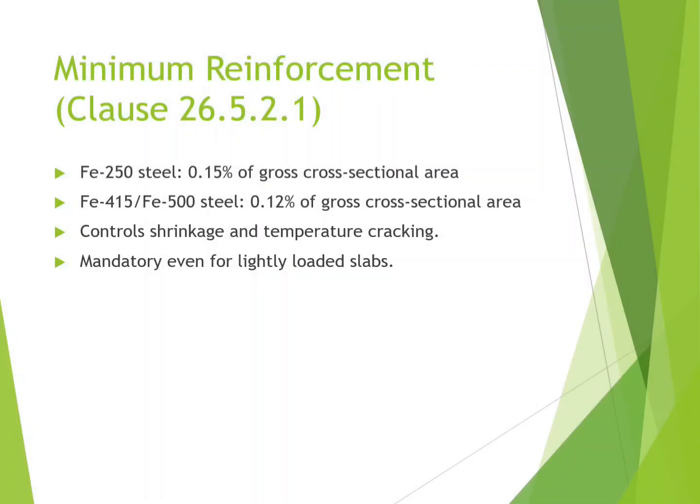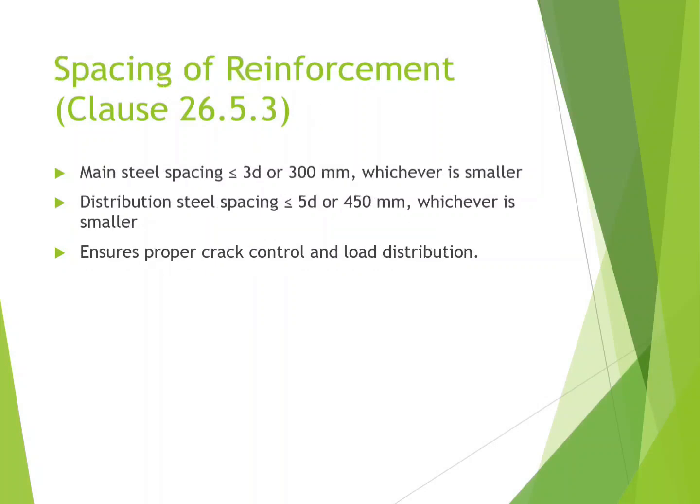Third is spacing of bars, clause 26.5.3. Your bars cannot be clustered together or spread too far apart. For your main tension steel, the maximum center-to-center spacing cannot exceed 3 times the effective depth, 3d, or 300 millimeters, whichever is smaller. For your secondary or distribution steel, the limit is wider, capped at 5 times the effective depth, 5d, or 450 millimeters.